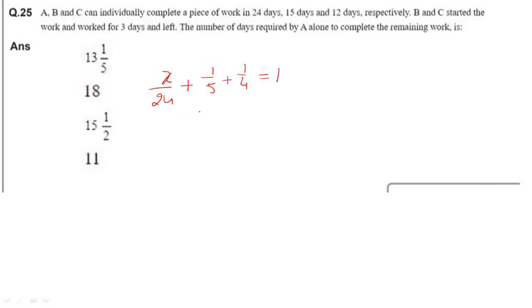1 by 5 plus 1 by 4 is 9 by 20. Taking it to that side becomes 11 by 20. So X is equal to 11 by 20 into 24, straightforwardly, which is nothing but 132 by 10. 132 by 10 is 13.2. And we'll move into the next module.